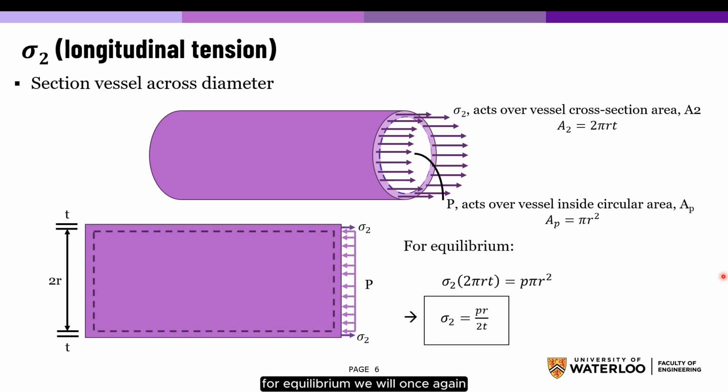For equilibrium, we will once again take the summation of forces in the x direction and rearrange for longitudinal tension. We get the equation longitudinal tension is equal to PR over 2T. Notice that it is half as large as hoop tension.